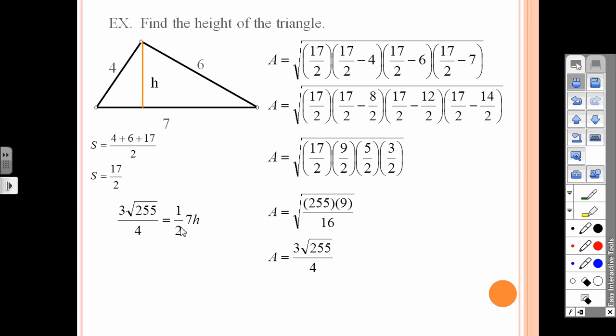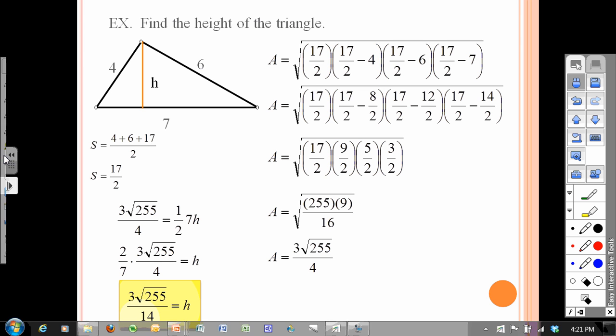So that means this 7 over 2 needs to get put over on this side as 2 over 7. And then we can simplify the 2 and the 4, and we get 3 root 255 over 14. So there's your height. Yeah, it looks really messy, I know. But it's fine, it's the answer. Okay. Congratulations, you guys made it to yet another end of a chapter. Congratulations.